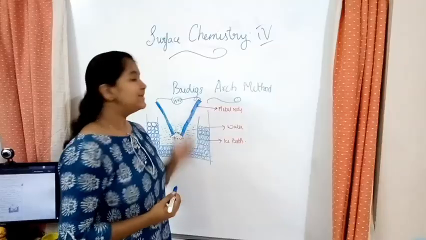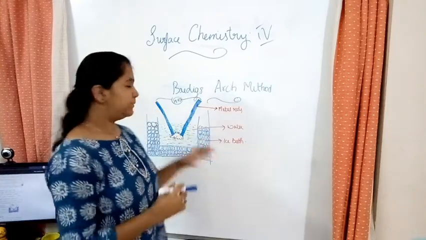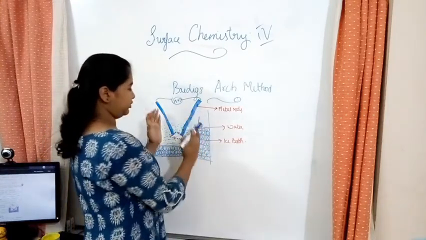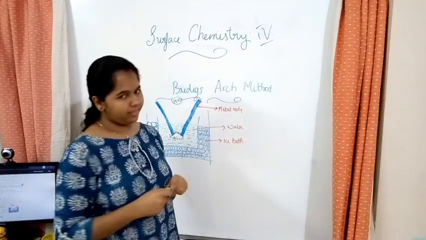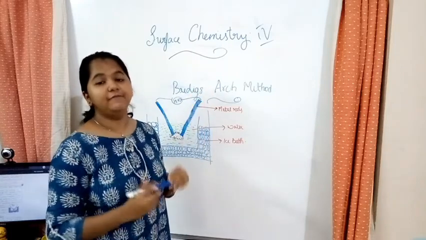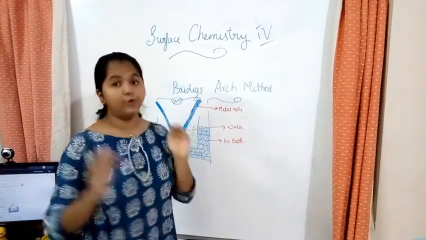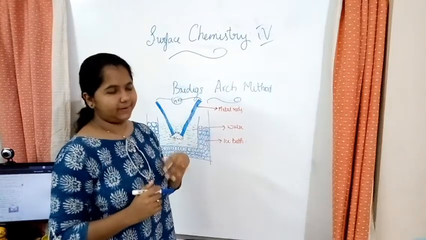The first one is Briggs arc method. So this is the setup, and I'll explain the setup. This is an electrode. So the first method of preparation of lyophobic colloids is Briggs arc method. So let's learn about it.